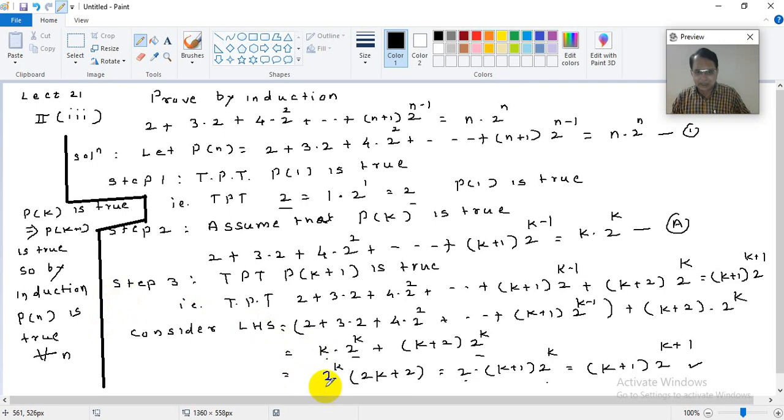And see here, in place of that bracket we have written k into 2 raised to k. So better we can underline this bracket. Why could we write this? We can say by a, using result a, we can prove that. So always whenever you are proving the third step, we have to invariably use whatever is assumed in the result a.